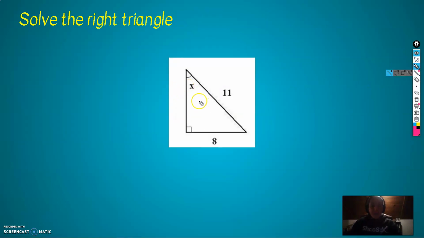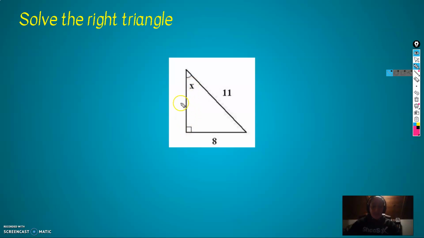So solving the right triangle, again, means finding all angles and finding all sides. Well, what do we know? Well, we know that angle is 90, we know that side's 8, and we know the hypotenuse side is 11. Now, how could I find the other side? Well, I have a couple options. I can use inverse trig, or I could use Pythagorean theorem because we're in a right triangle. But with the theme of the video, I'm going to use inverse trig.